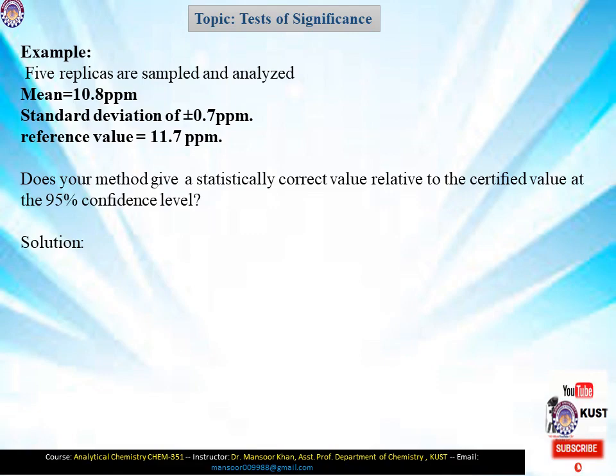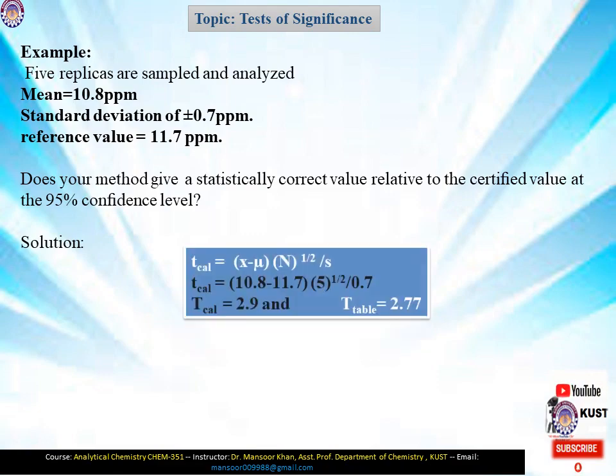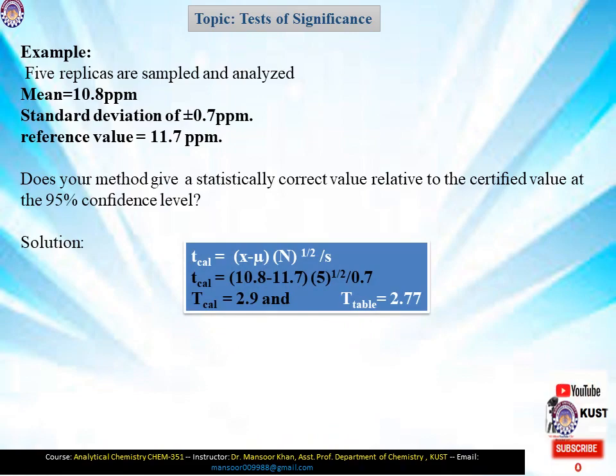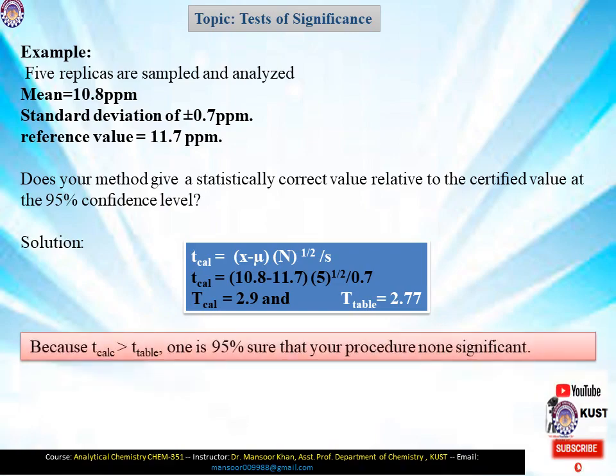Now the question is, does your method give a statistically correct value relative to the certified value at 95% confidence level? So the solution is, as we know, t calculated is equal to x minus mu times the root of n divided by s. Putting the values, we get the t calculated value as 2.9 and t tabulated is 2.77. Because t calculated is greater than t tabulated, because 2.9 is greater than 2.77 at 95% confidence limit, your method is insignificant, your method is non-acceptable.